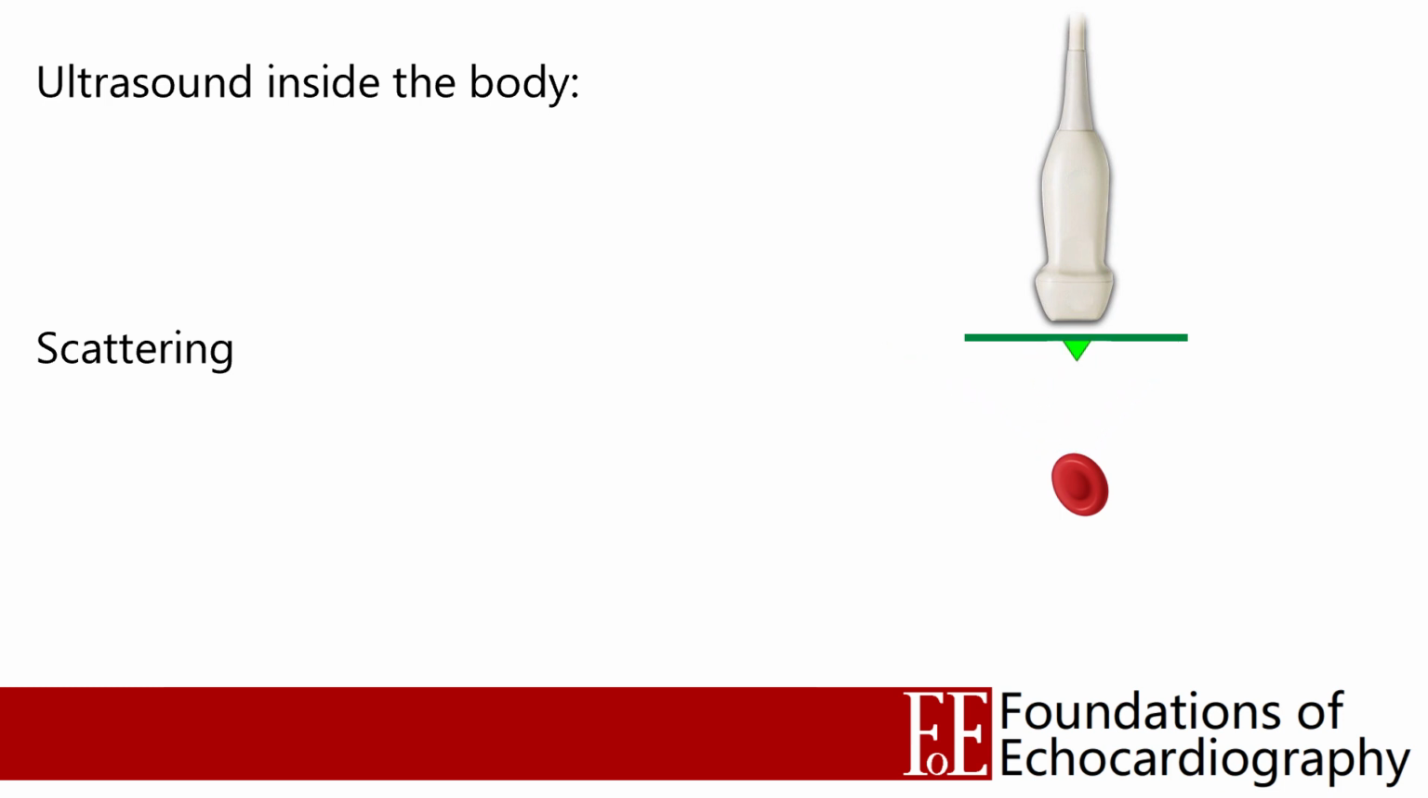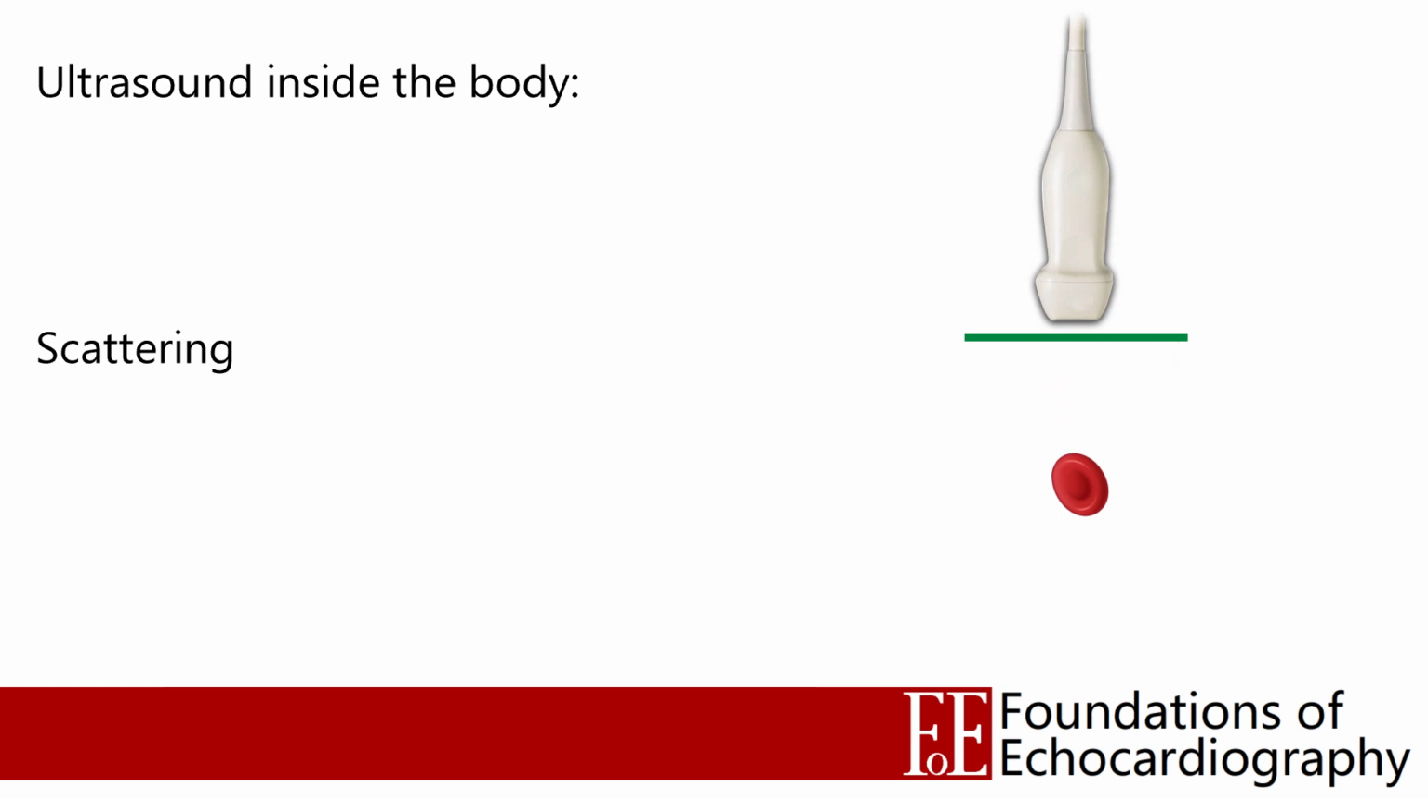Far less energy is reflected than with specular reflection, and certainly the amount of energy that returns to a probe following scattering is many orders of magnitude less than occurs with specular reflection. And scattering is felt to be responsible for the speckled texture, the speckled appearance that you see within the myocardium when seen on ultrasound.